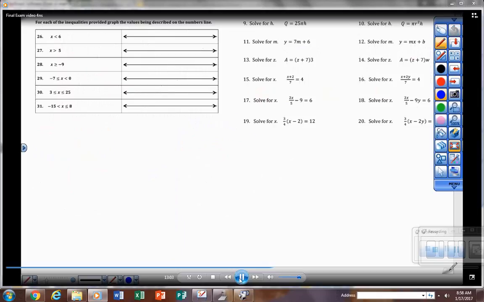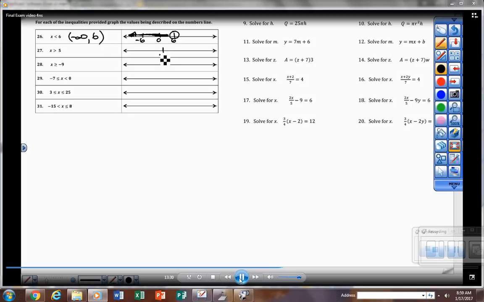All right, inequalities. Graph inequalities. Read what that inequality says. That says x is less than 6. So find 6 on your number line. Shade to the left. That would be an open circle because that is just plain old less than. And then for interval notation, that would be negative infinity to the left, 6 rounded.